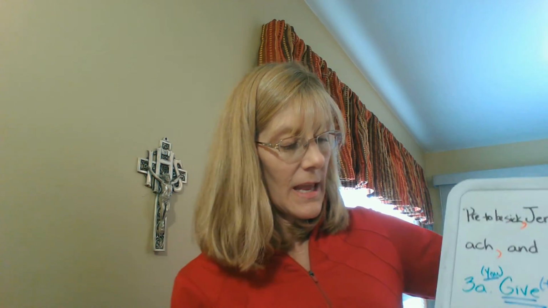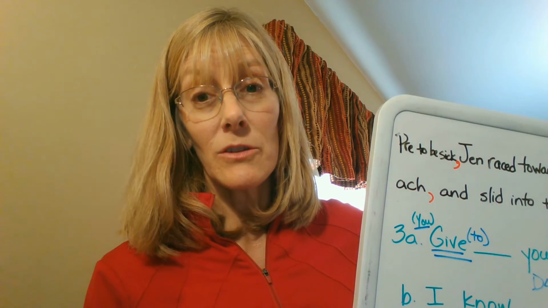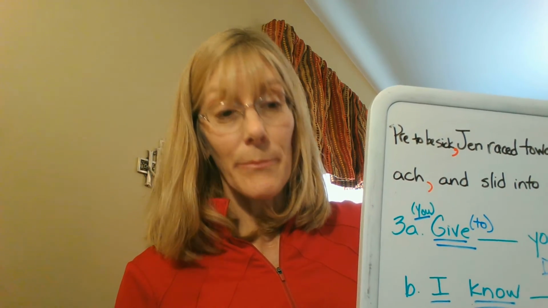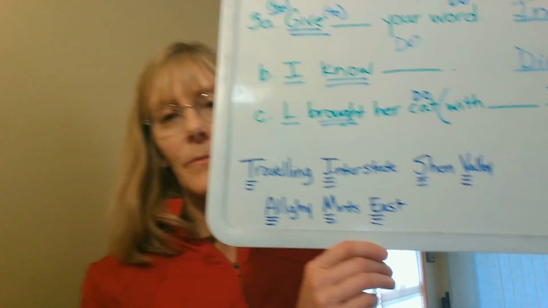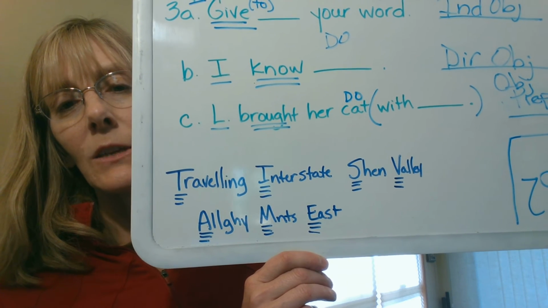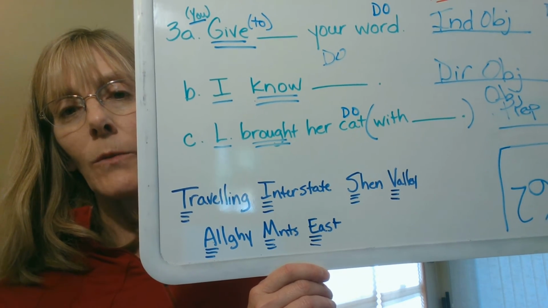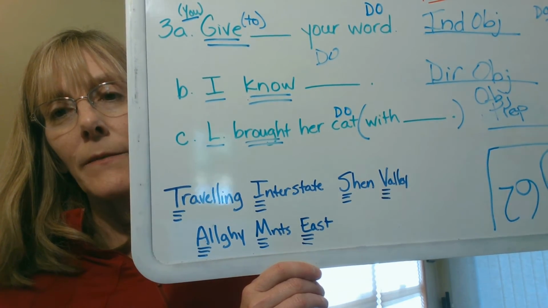Now, for those of you who are wanting to check the capitalization, traveling Interstate 81, they enjoyed the beautiful Shenandoah Valley and the Allegheny Mountain of the East. Here are the answers. I hope you tried it by yourself first so that you're getting better at your capitalization. Here would be the things that need to be capitalized. So double check what you had with what I have.